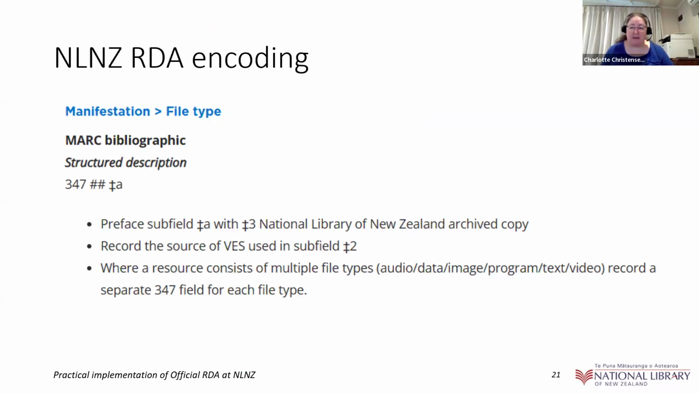So looking at the section for manifestation file type, you can see that in a MARC bibliographic record, I'm given instruction on how to handle a structured description value, specifically in the 347 subfield a. It also tells me to include a particular phrase in the subfield 3, and to place my data provenance value in a subfield 2, and to use separate 347 fields for each file type value. Note that this does not repeat everything in the MARC manual. That is still there for me to consult when I need to. This simply provides the interface between RDA elements and MARC fields.